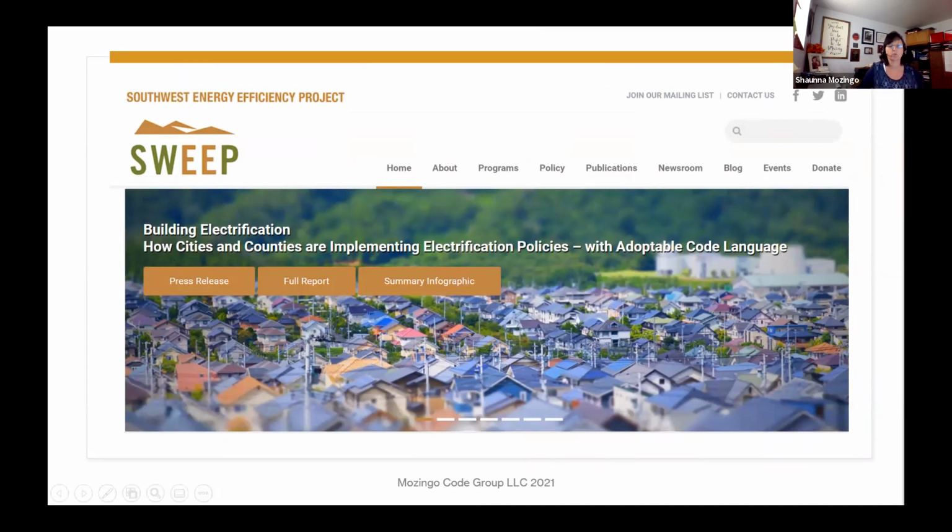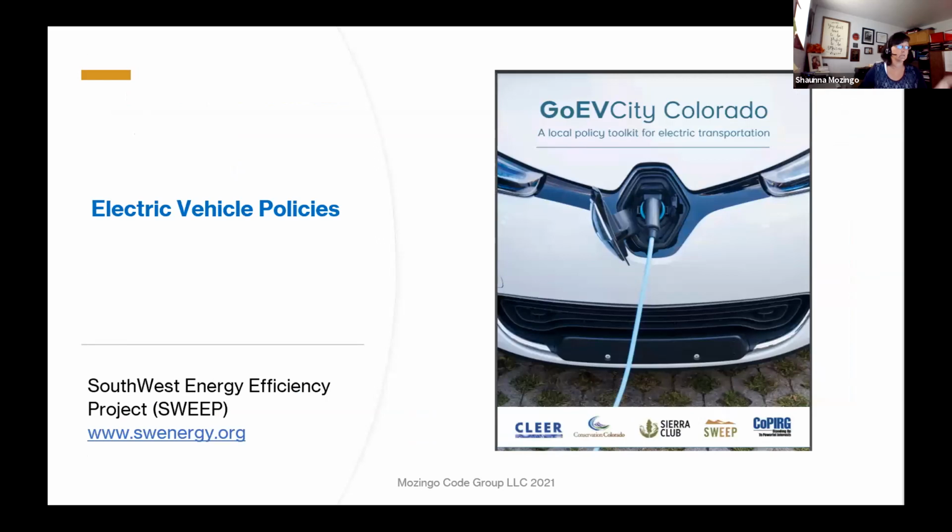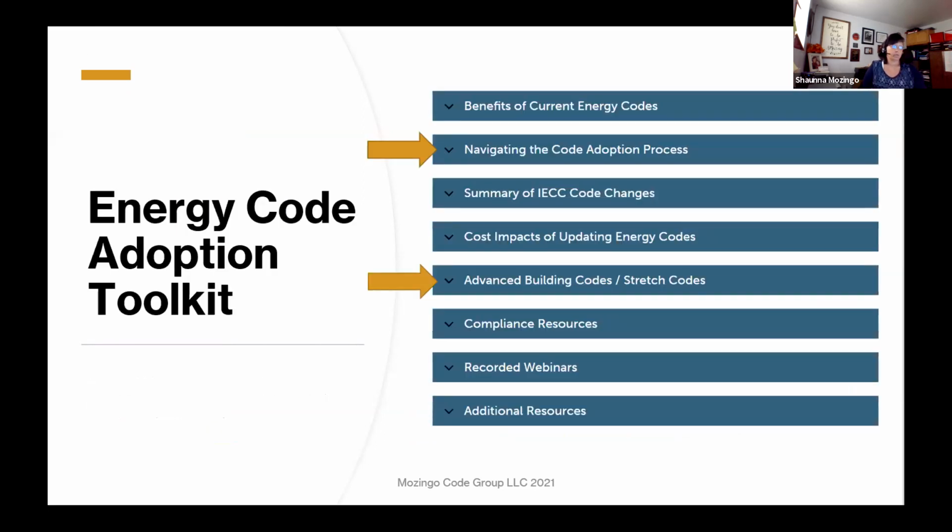So why would you write your own when you can go see what other people are doing and get the language right there? Same with electric vehicles. This is off SWEEP's website also. And so, you know, they have all of these, a local policy toolkit for electric transportation. You can go there and get different ideas of what people are doing and some good code language for that. So you don't have to create it from scratch. And then also utilizing the toolkit that Erica just walked us through, right? So we have on there navigating the code adoption process, what kind of advanced building and stretch codes there might be out there. So that's another resource, just learning from what everybody else did.